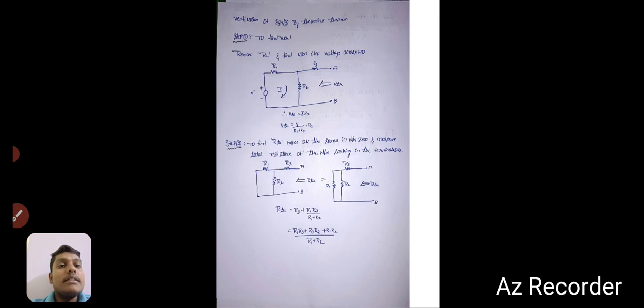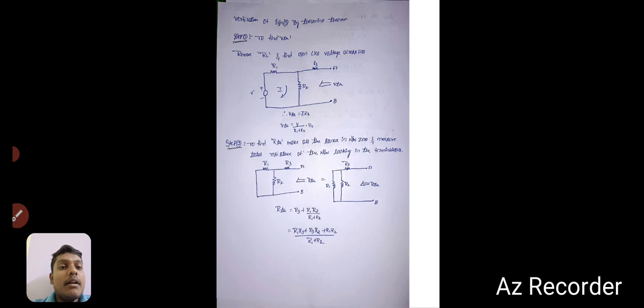Now let's take step 1. To find VTH, we need to remove RL and find the open circuit voltage across AB. Now we have removed RL. Now let's see the equation. VTH is equal to V divided by R1 plus R2, into R2. Now we go to step 2.